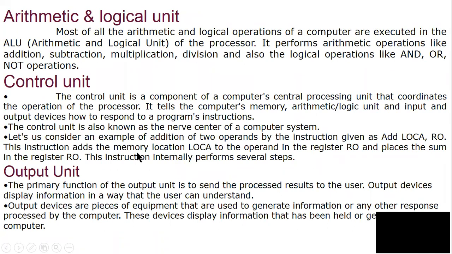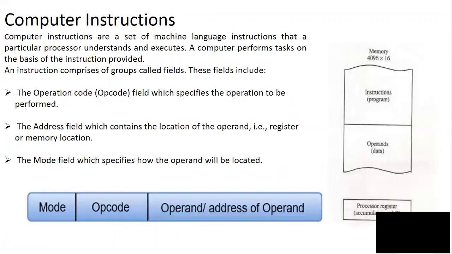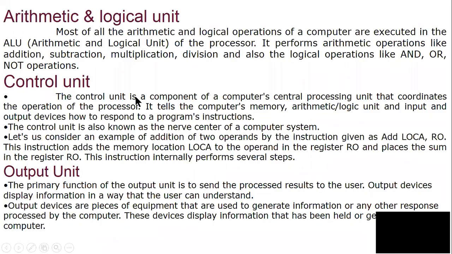Control unit. The control unit is nothing but the transfer of instructions from one place to another, input to output, something like that. All of this is controlled by the control unit. The output unit shows the result, whatever is produced after performing the calculation. Okay, this is your output unit.